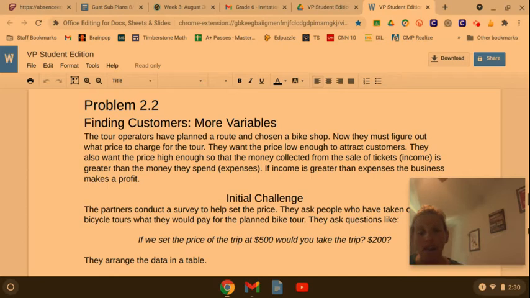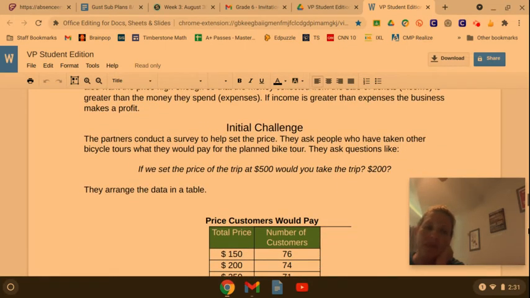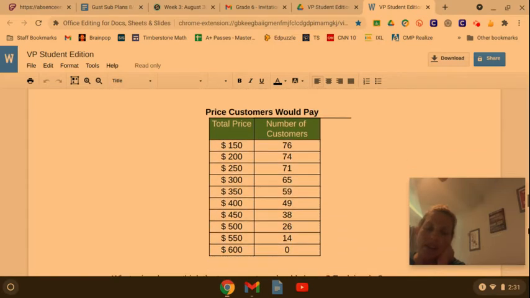So they want the price to be low enough that people will come and take the tour, but they don't want it to be too low because they want to be able to make some money off of it. They also don't want the tour price to be too high or nobody will come and take the tour. So we have to try to find that happy medium. So you'll see on your worksheet that there is a table, which is also on this book page. And this is what happens.